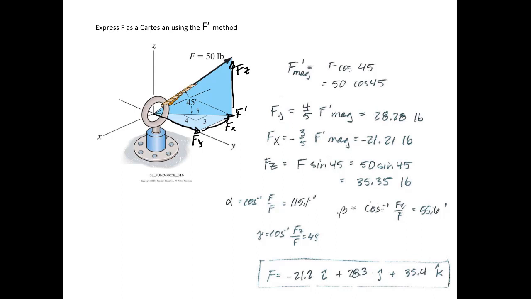So let's just look at them then. Fy is going to be the 4/5 component, because that's going in that direction, times F prime. Fx would be the 3/5 component, times F prime. Fz is going to be the sine of 45 times the magnitude of the total force. And then you can also find alpha, beta, and gamma using our previous rules, and then you can write the force as a Cartesian vector.